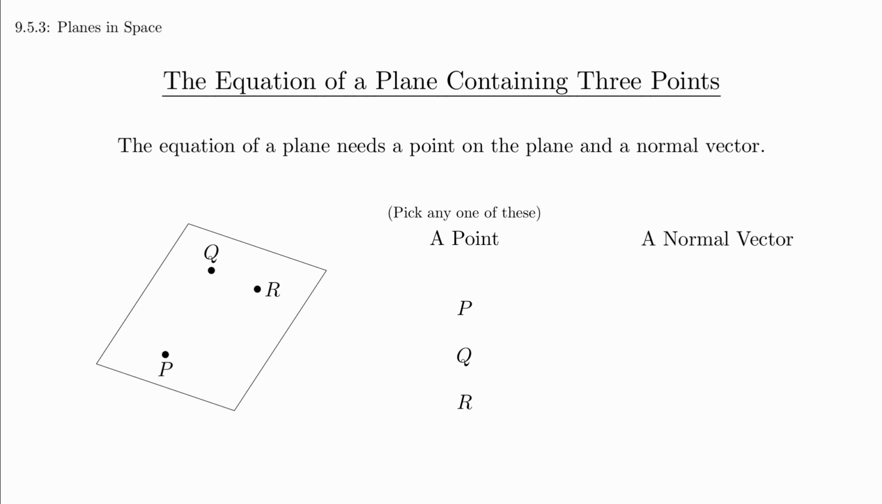With these 3 points, you can make 6 different vectors that lie in the plane: PQ, PR, QP, QR, RP, and RQ. And as long as you pick 2 that aren't parallel to each other, you can take the cross product to get a normal vector. Once you make these calculations, you just plug it into the formula. The book has an exercise where you do this, and you should take the time to go through it.